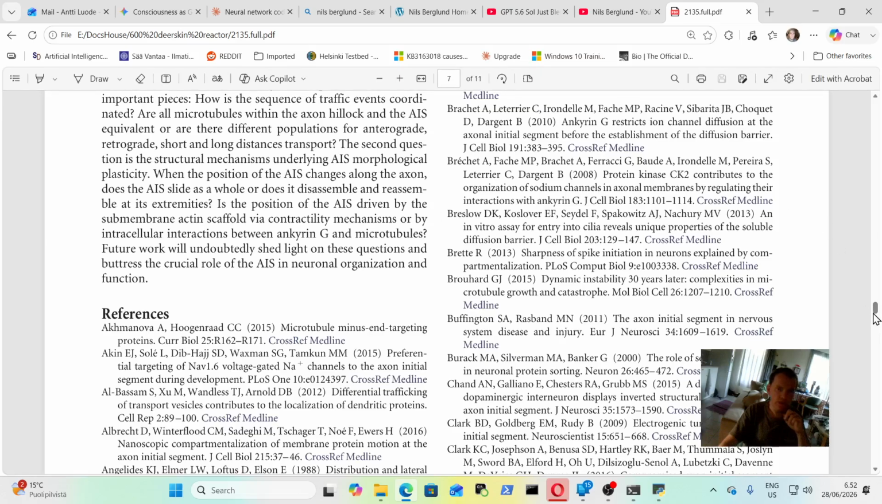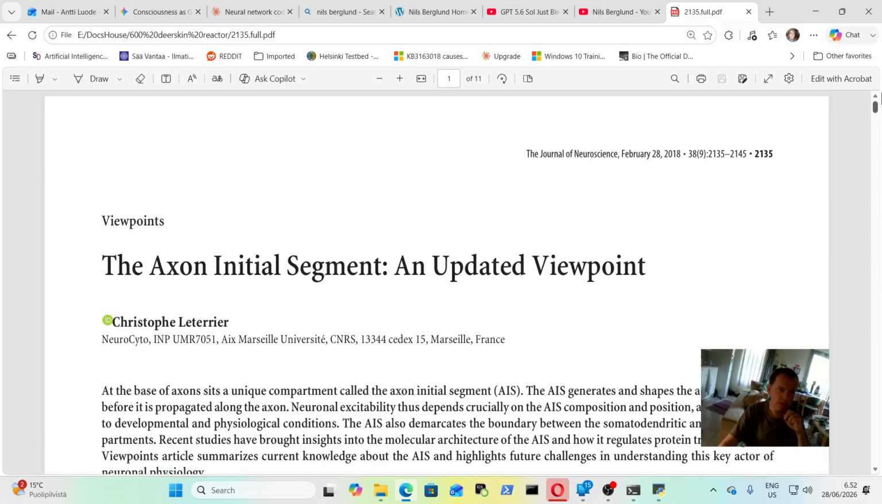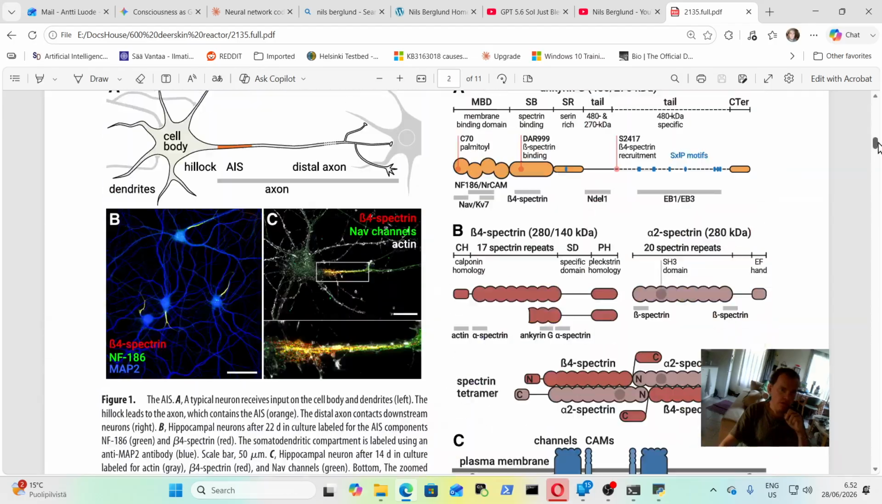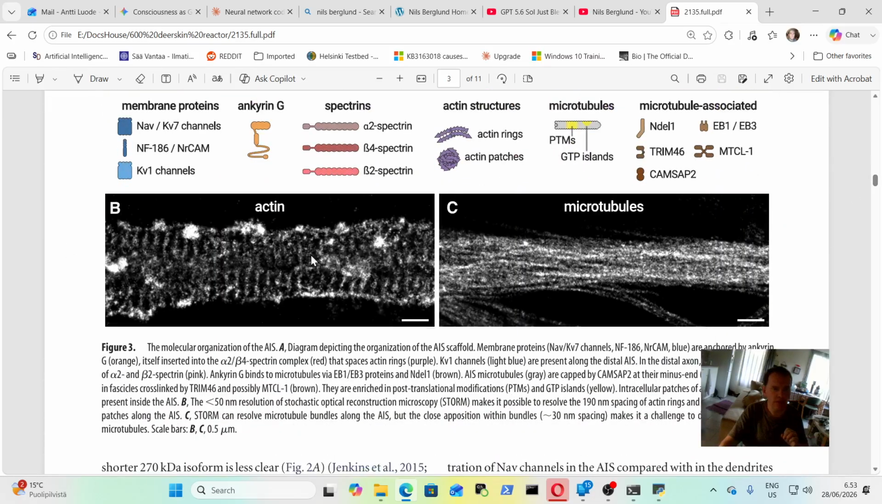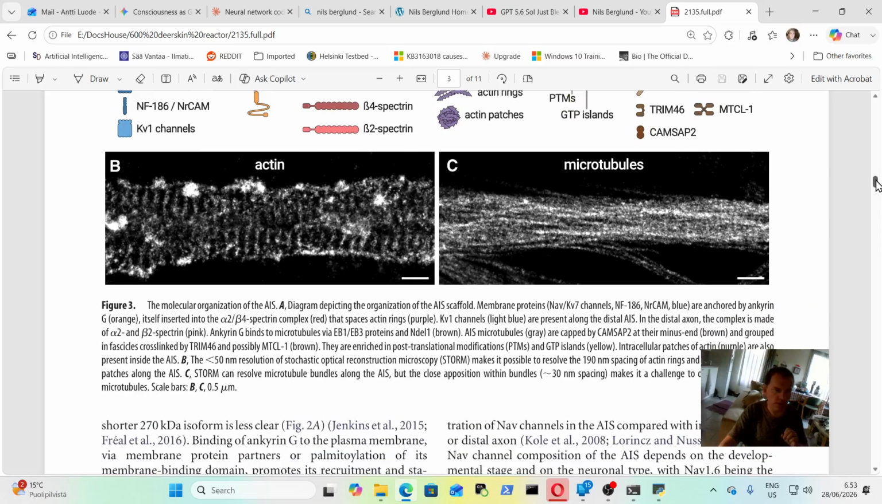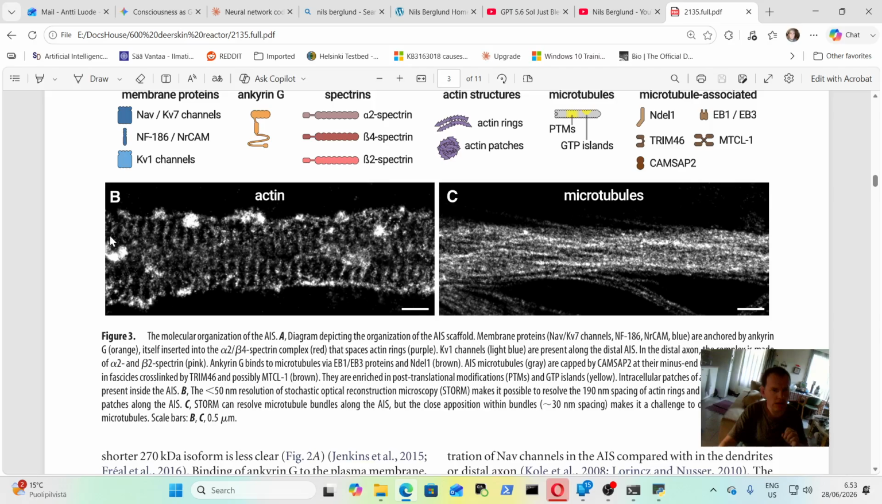Here's Lettier, who's been one of the leading scientists thinking about the axon. So the axon initial segment, that's sending the ping out, the fast ping. It has these grooves on it, these things, 190 nanometers apart. And this is actually what it's made of, microtubules. Penrose thinks that there's some sort of quantum calculations going on there.